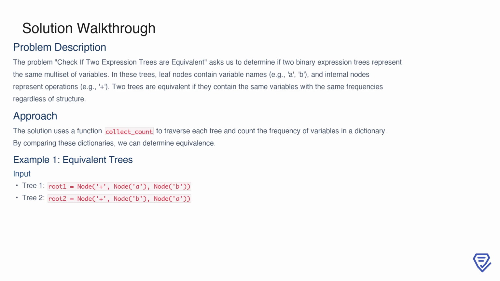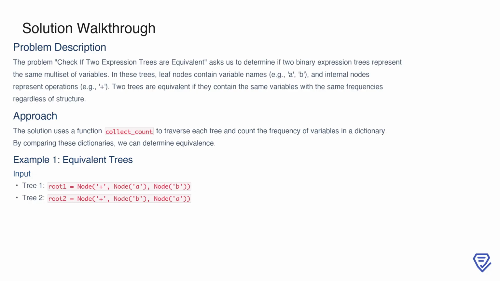To solve this, we use a function called collect_count to traverse each tree and count the frequency of variables in a dictionary. Once we have these counts for both trees, we simply compare the dictionaries to check if the trees are equivalent. For example, consider two trees. Tree 1 has a root node with the plus operation and children a and b, while tree 2 also has a root plus but with children b and a. Even though the order of the variables differs, they represent the same multiset, so they are equivalent.